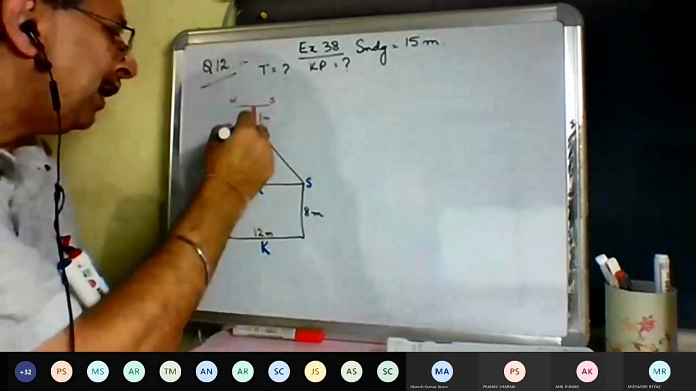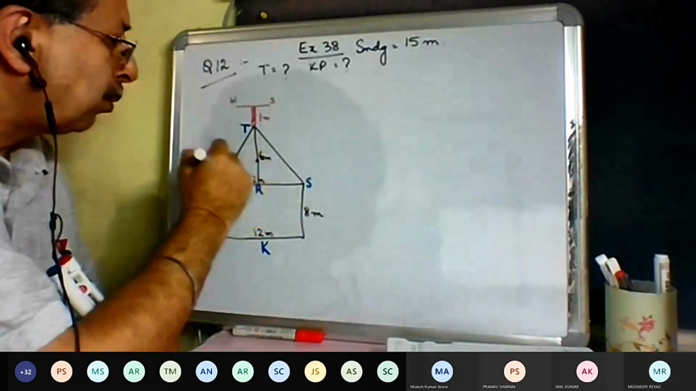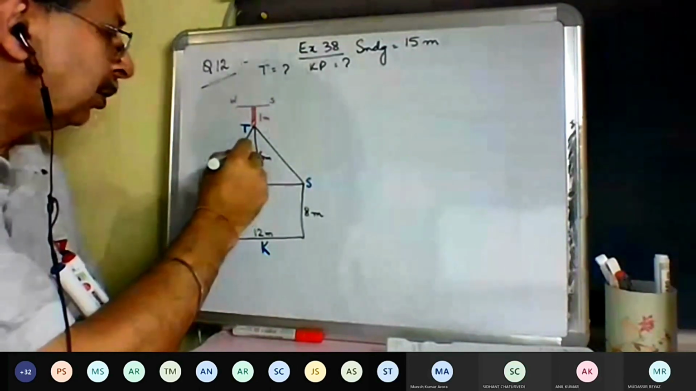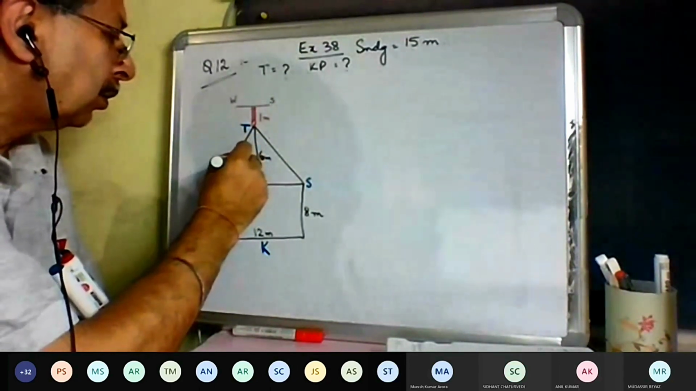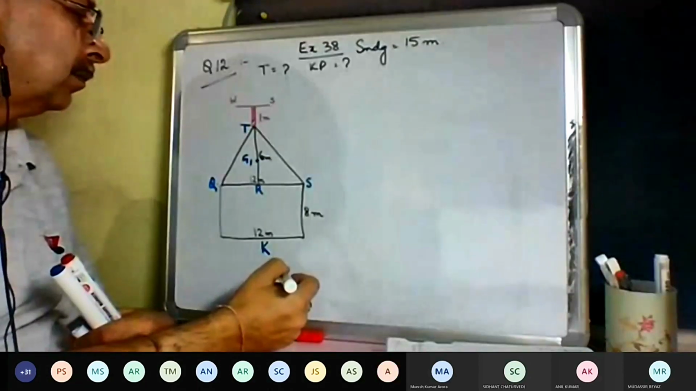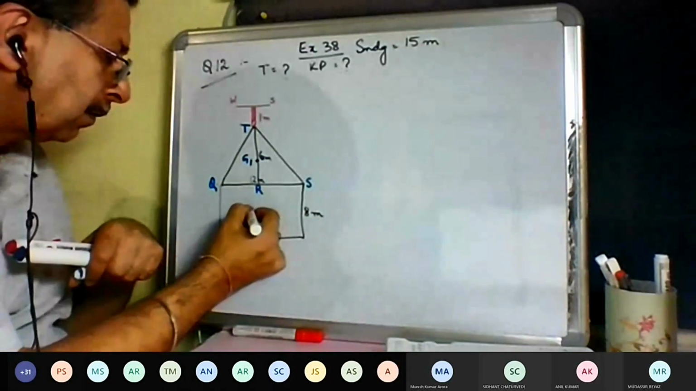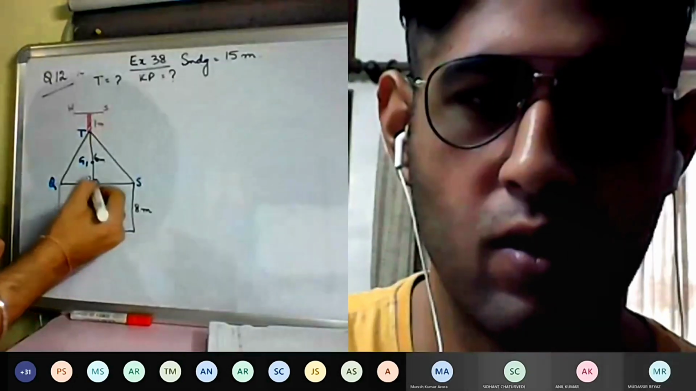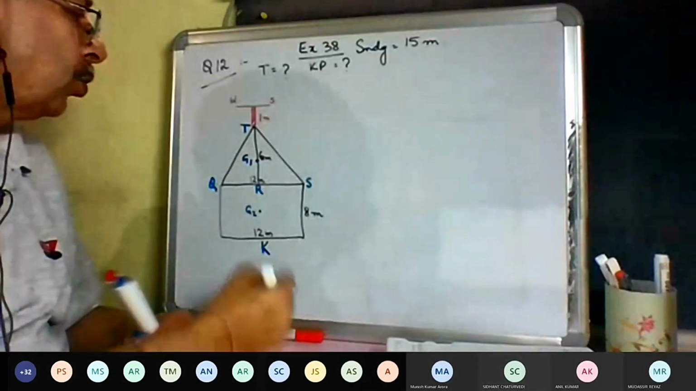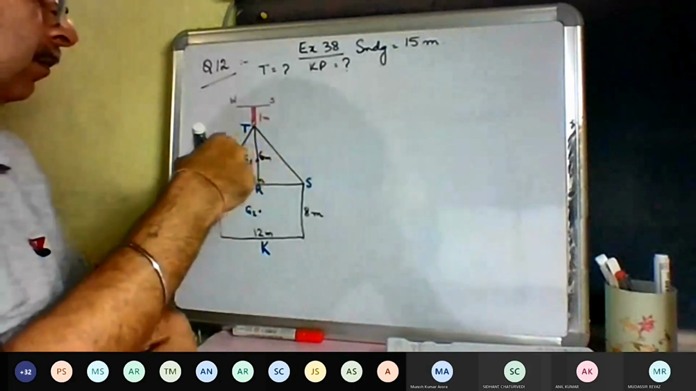Okay. Let the geometric center of the triangle alone be at this point. This is the geometric center of the triangle alone, calling it as G1. And the geometric center of the rectangle alone is at a point called G2. So G1T will be how much?